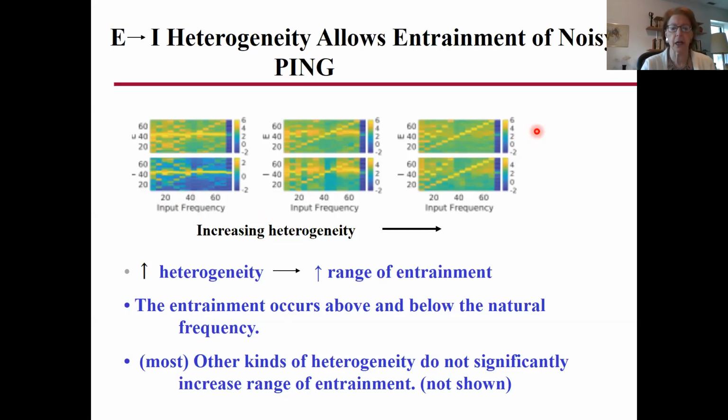We tested a lot of different kinds of heterogeneity, and most of them do not significantly increase the range of entrainment. This is an increase of about tenfold over entrainment just to the natural frequency. Tenfold, it's huge.